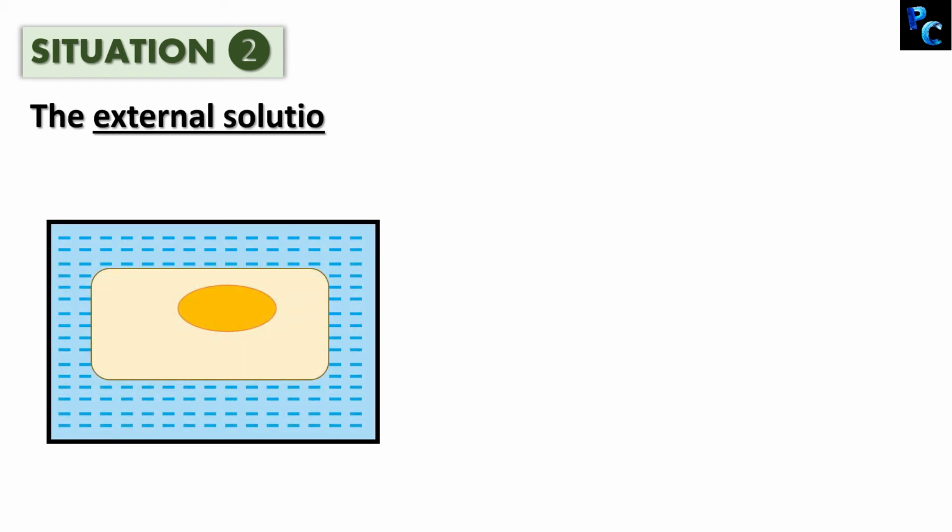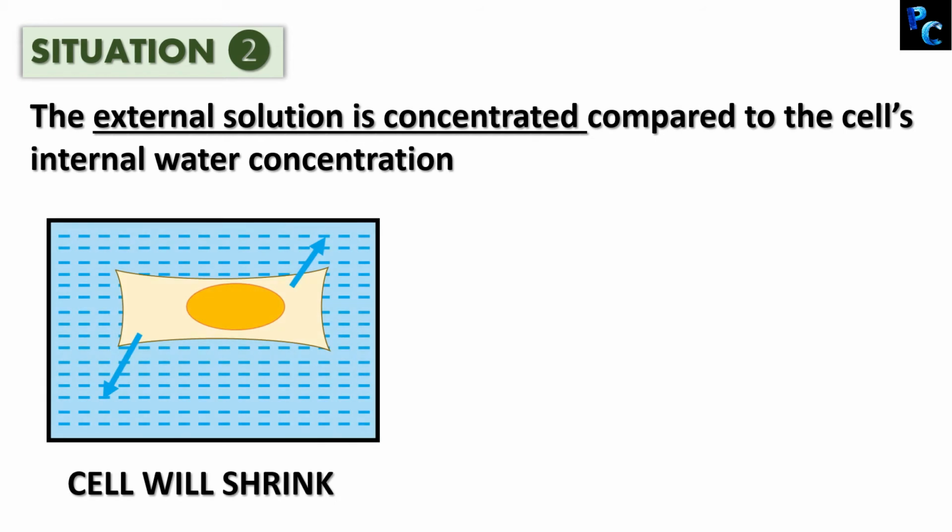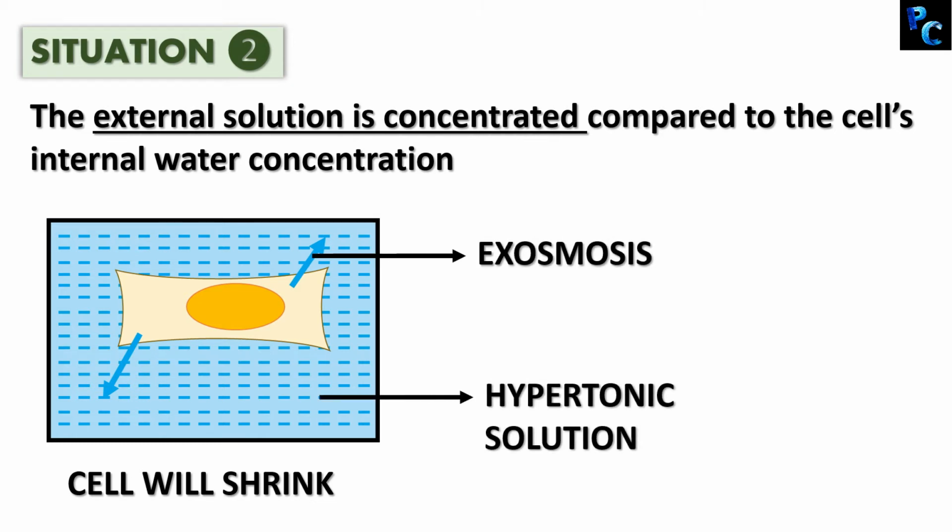Now let's see situation 2, which is opposite. That is, the outside solution is highly concentrated, meaning that less water is present and more solute is present. Then the concentration of water inside the cell is more, so water will again move out of the cell, as a result of which it will shrink. This process of moving water outside the cell is called exosmosis and the solution is called hypertonic.